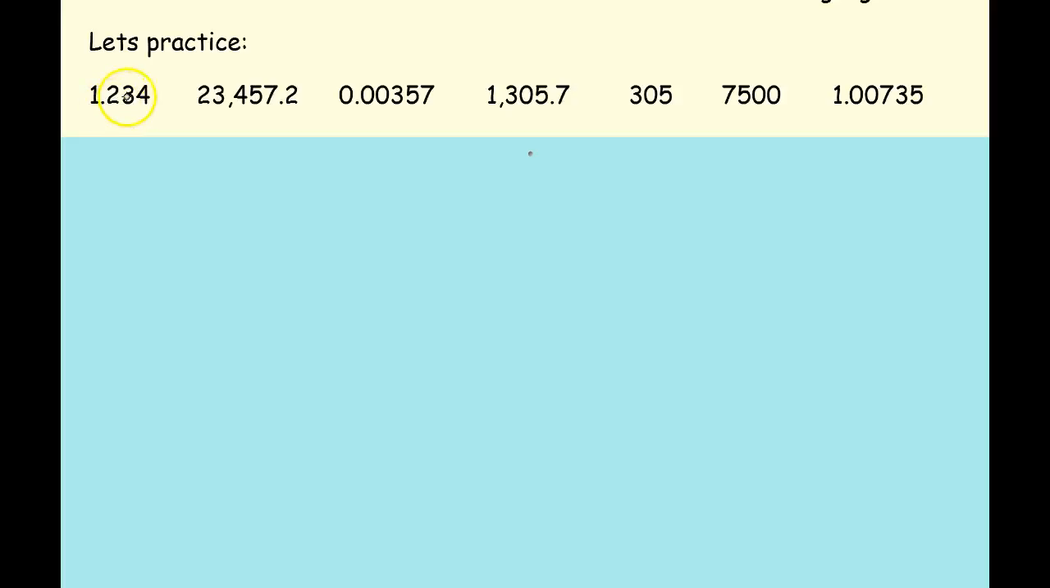Now that we have gone over all 4 rules, let's see if we can apply them to these examples. The first example we have here is 1.234. Since all of these digits are non-zero numbers, according to rule number 1, they all have to count. So we can say that on this quantity we have 4 significant figures.